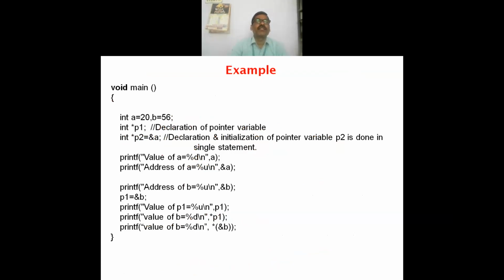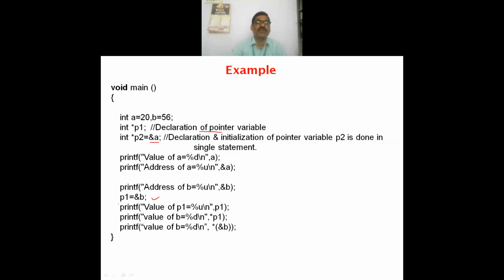In this particular example, we are declaring a equal to 20, b equal to 15, and star p1 is a pointer variable and star p2 is another pointer variable of integer type. You are storing the address of a into p2. This is what we call declaration and initialization of pointer variable p2 in a single statement. This is just a declaration of a pointer variable, but in p1 we have not stored any variable address. So now here we want to store the address of b in p1.